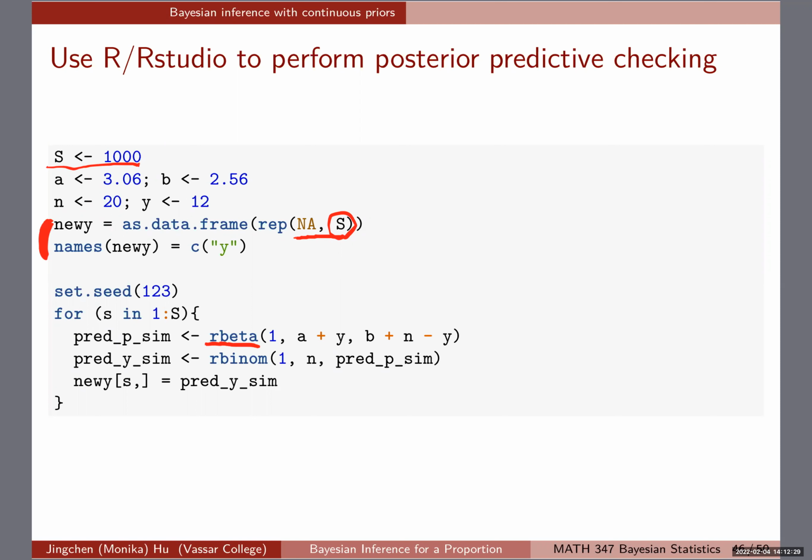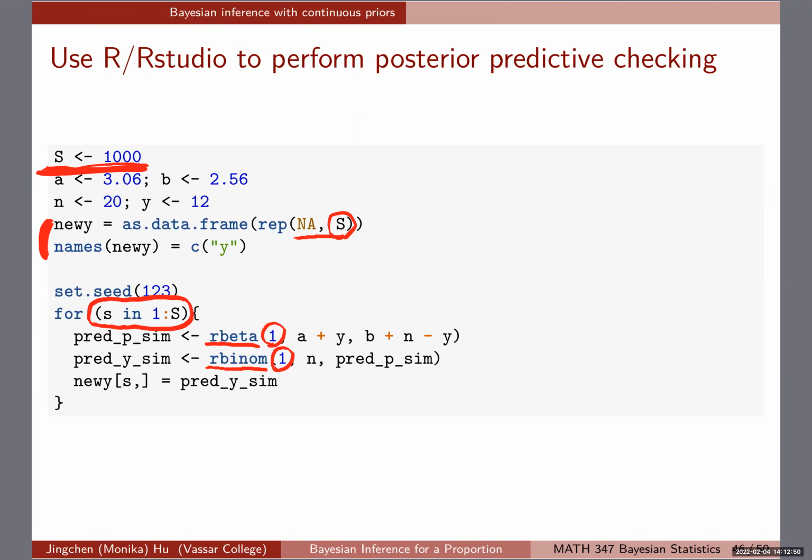And then you have to do your R by norm, and then you have to record whatever the value is. The difference, as you can see over here, is that we're writing a loop. We're looping through all of the different iterations, capital S number of them. So within each, we only need to draw one P and then one Y tilde.